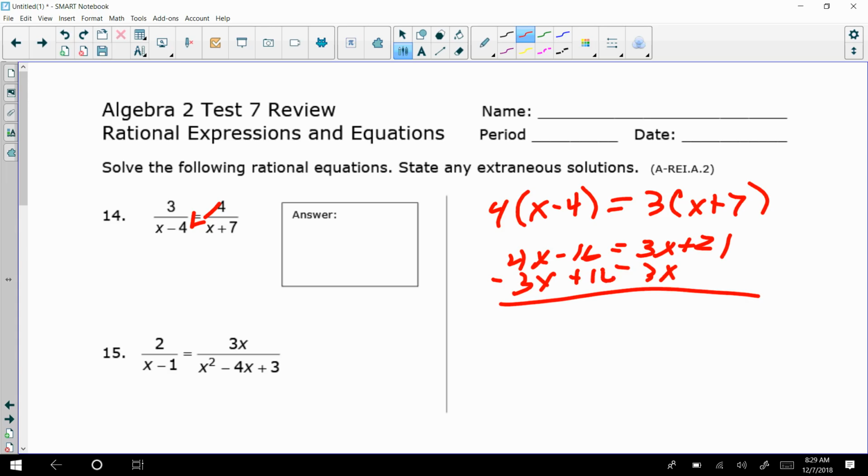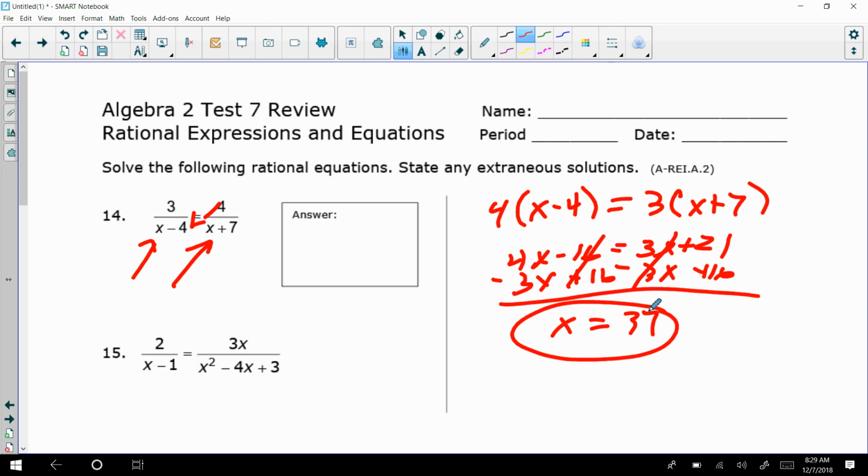And I add the 16. So I get x equals, see that crosses out, that crosses out. I end up with x equals 37. Now my restrictions here are 4 and negative 7, and that's not matching the restriction, so that is the answer.